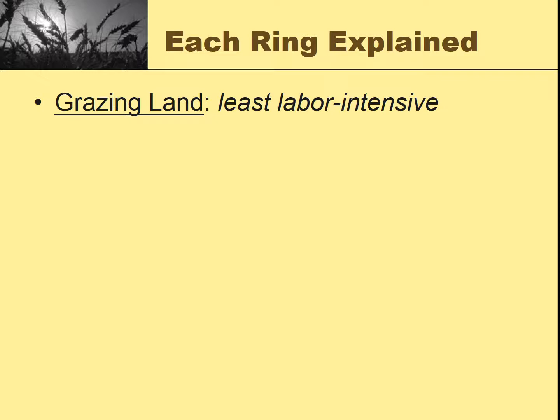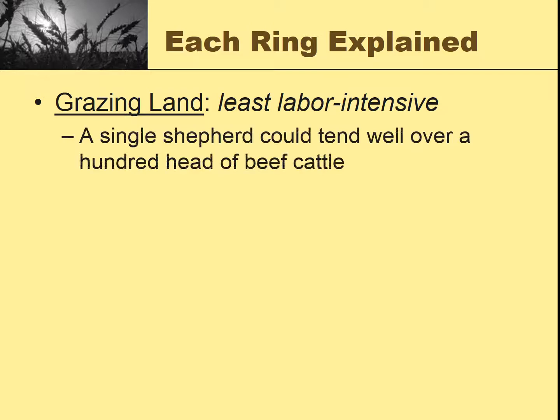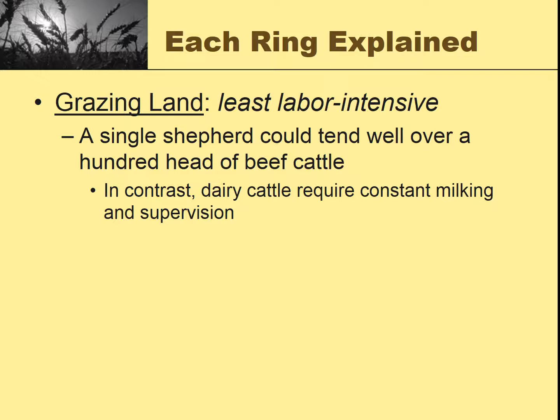Let's look at the last concentric ring, grazing land. It's the least labor intensive. A single shepherd could tend well over 100 head of beef cattle or sheep or whatever domesticated animal is locally appropriate. In contrast, dairy cattle require constant milking and supervision. At least twice daily are dairy cattle milked. There's lots of land required for grazing of cattle in particular, but also pigs and chickens and sheep and goats.